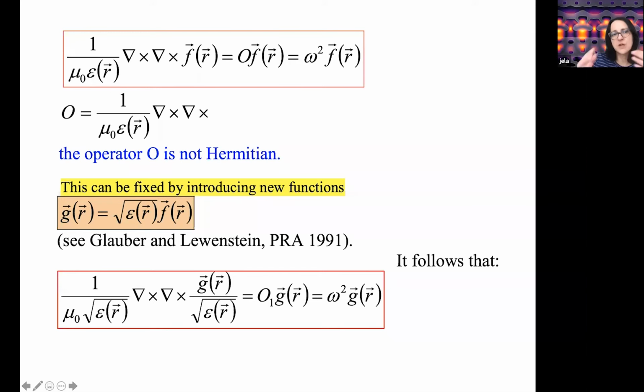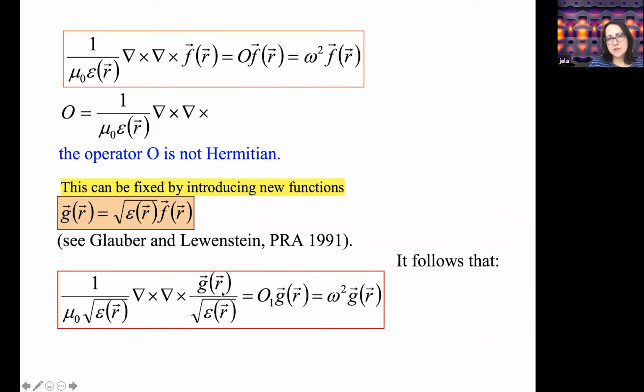So you just introduce another set of functions, g of r, which are proportional to solutions of the operator O, but they are also multiplied by the spatial distribution of the dielectric constant, or square root of that. And if you go back to the eigenvalue equation for the operator O, you can rewrite it in terms of these functions g, right? Every f that we have is g divided by square root of epsilon. So when you go back here, you can plug in g divided by square root of epsilon instead of f, and you have this equation here, okay?